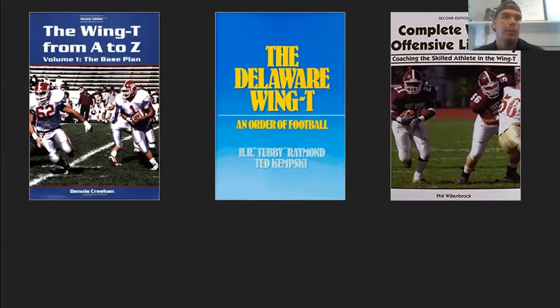You got Wing T from A to Z, which is volume 1, the base plan by Dennis Crean. He also has volume 2 on installing the system, which gets into more position-based specifics, but I like Wing T from A to Z because it gets you introduced to the system and the series-based plays, which is one of the cool things about the wing T offense.